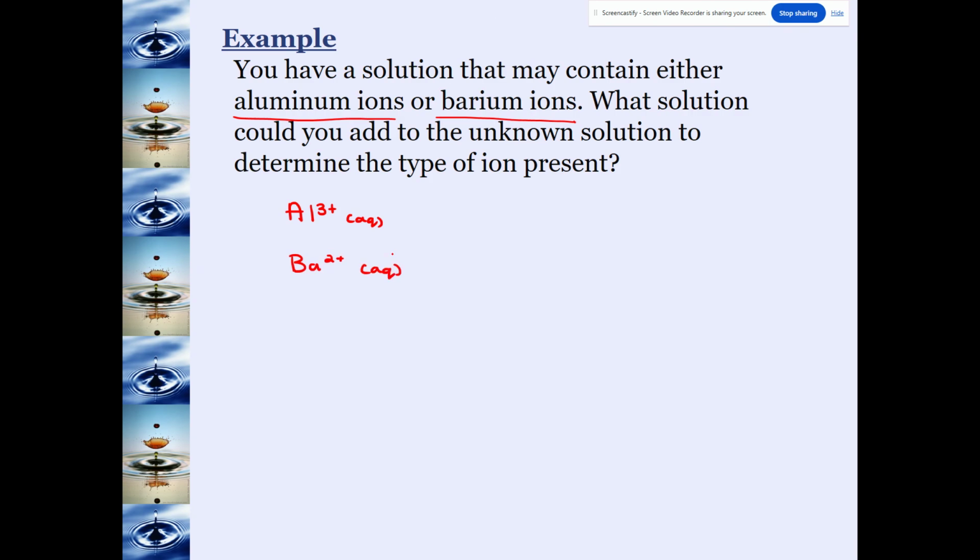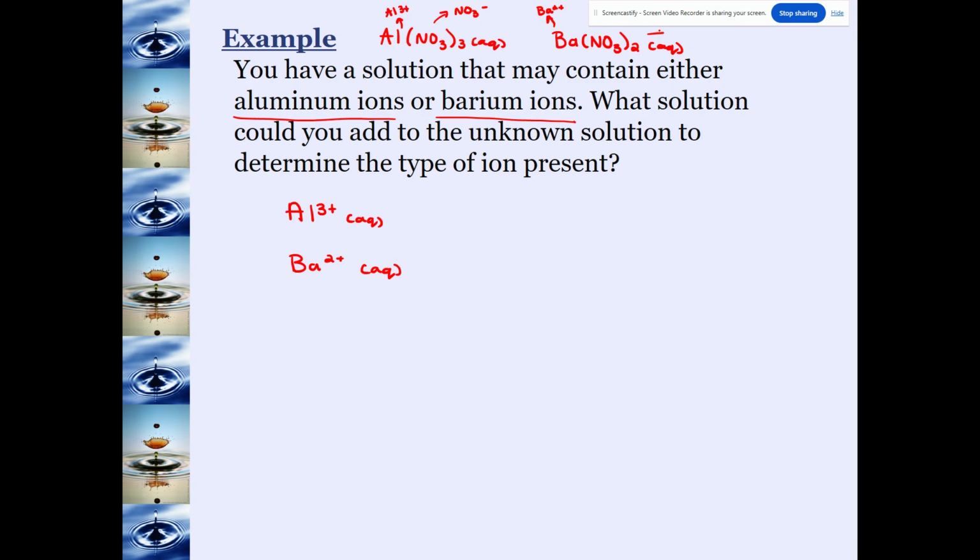Now you could actually be told that you have the following compound, aluminum nitrate, because ions are never going to be found on their own. Ions always come from a soluble ionic compound dissociating in water. So we start with an ionic compound. When that ionic compound is placed in water, then it will dissociate into its ions. So this will dissociate into aluminum and nitrate, and this will dissociate into barium and nitrate.